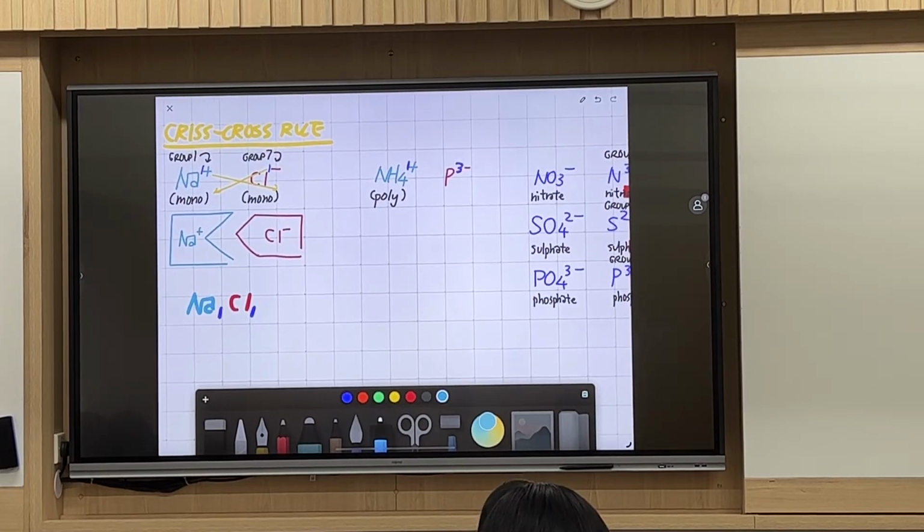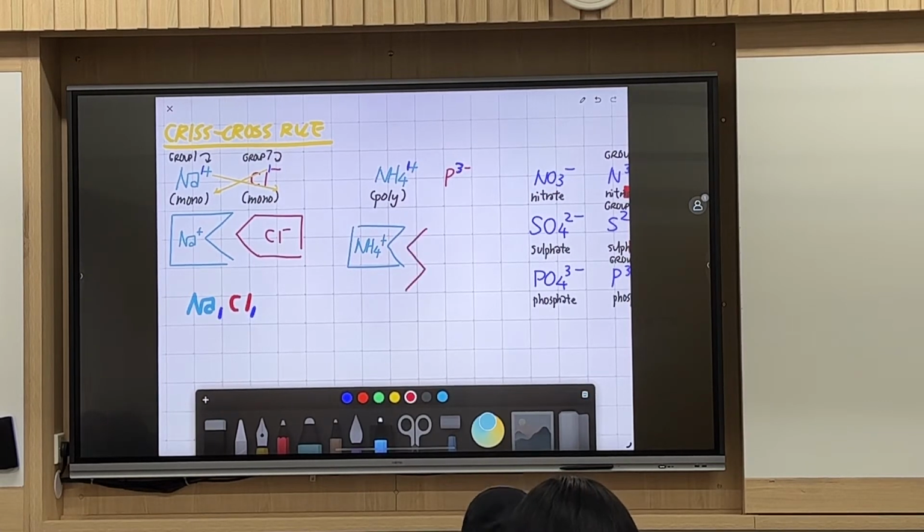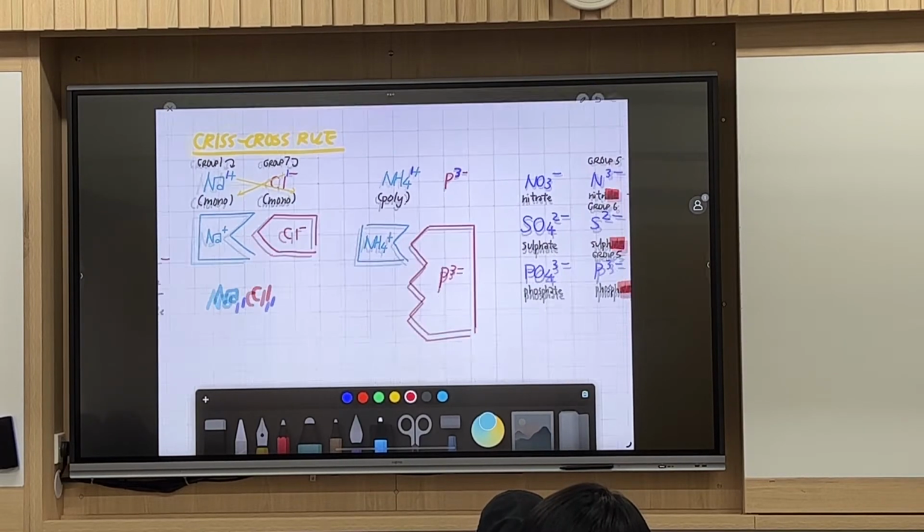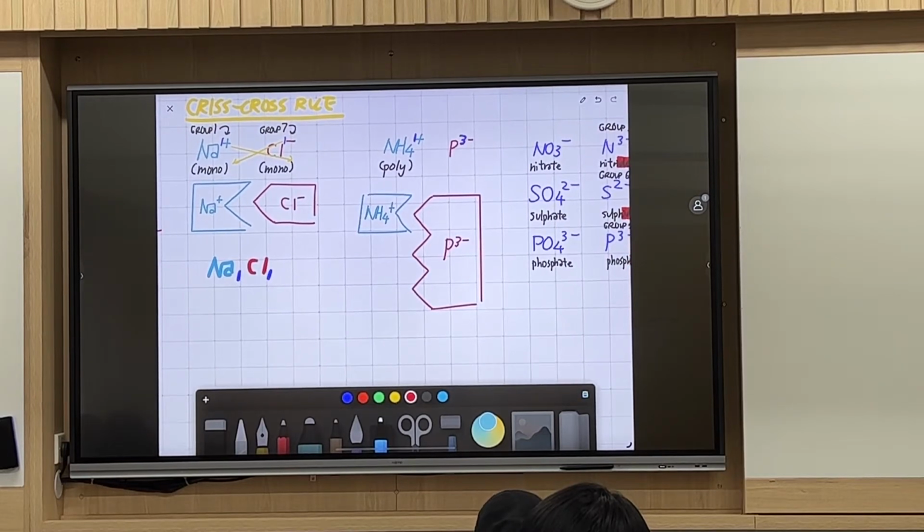Or remember I said if you like the visual method, you can do this. NH4 plus means it's an ion with a cleft. P3 minus means it is a very large puzzle piece with 3 protrusions. How do you complete the puzzle? How many of each ion do you need? 3 of the NH4 plus, and just 1 of P3 minus. So therefore, making the formula NH4 bracket 3P.